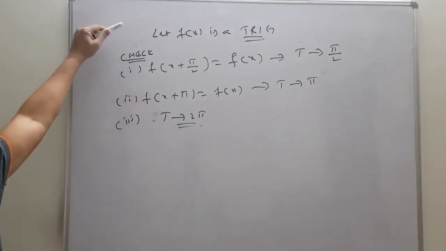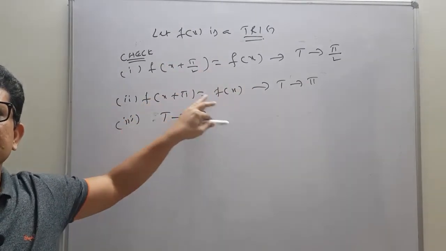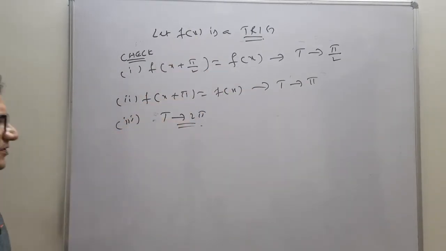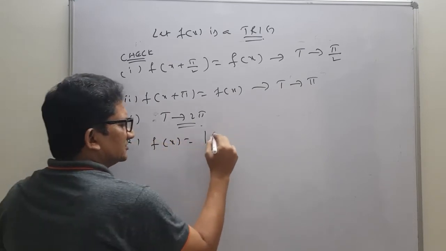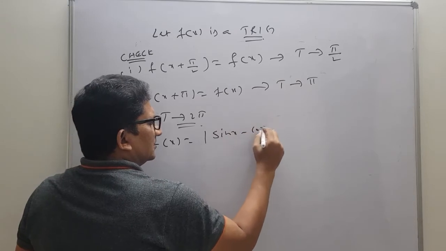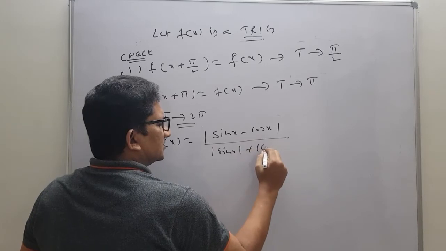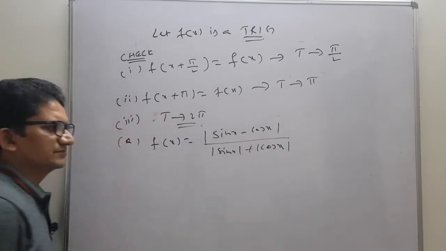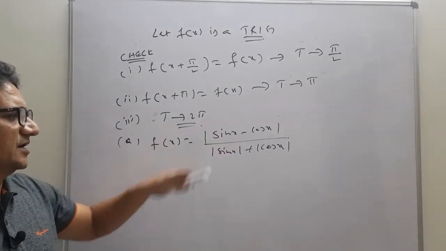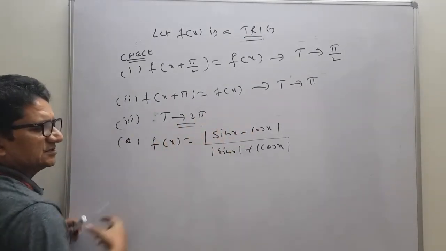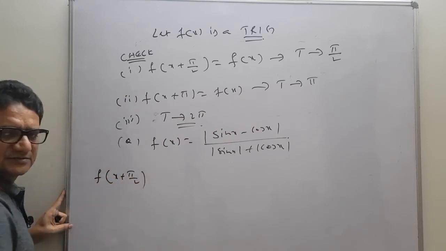Very useful technique. If you want, you can do the normal methods, no problem. When you have so many functions, then it will be very useful. I will give a good example. If you have a function like this, f of x equals modulus of sin x minus cos x, divided by modulus of sin x plus modulus of cos x. To check the period of this function, simplifying is difficult, so we will go for this method. f of x plus pi by 2.